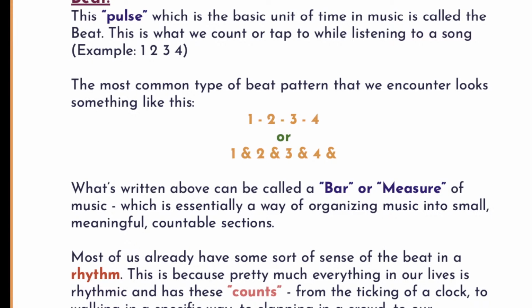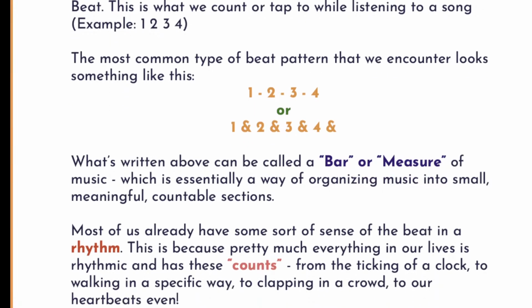music as 1, 2, 3, 4. Right? So for any song in 4/4, which you can count as 1, 2, 3, 4, a bar or measure of music comprises 4 beats. So one bar is those 4 beats. So 1, 2, 3, 4 is a bar of music. It's essentially a way of organizing music into small, meaningful, countable sections, right? You can't count every beat in a song, but probably you can count it as a bar. So 4 beats make up a bar. So it's easier, and it's a more meaningful and productive way of counting music, right?